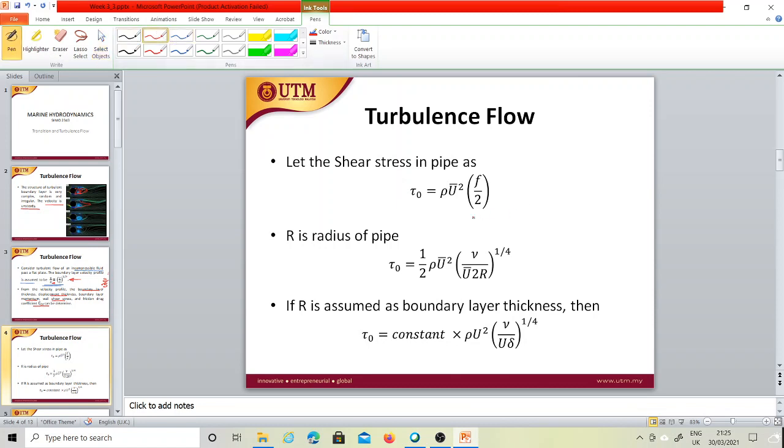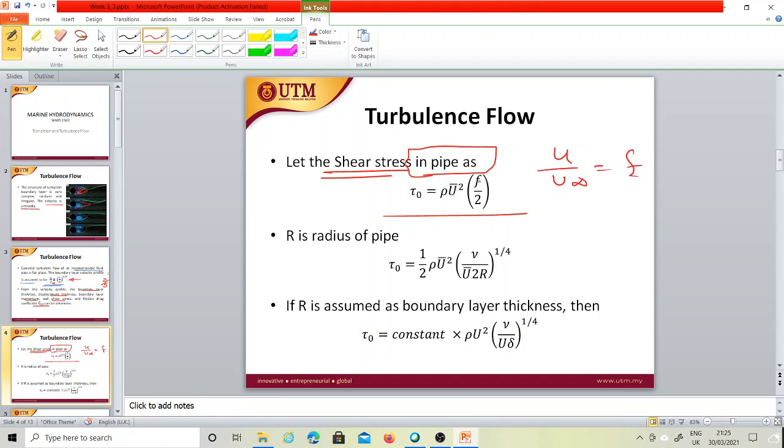So most of the time, in the case of shear stress for the pipe, you remember it is a pipe. So far we have investigated the flow over a flat plate, but in the case of a pipe we consider rho u square f by 2. F is a function of eta.